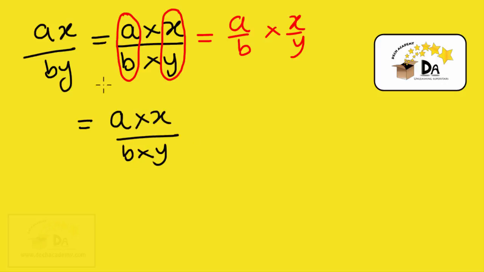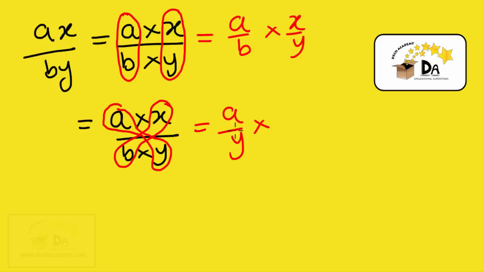Just even going back, still writing ax over by as a times x over b times y, we can also pick the fractions in different ways. I can pick a as my numerator term and y as a denominator term, form a fraction with it. I can also pick x as a numerator term and b as another denominator term and form a fraction with it. And I can get my first fraction, a over y, times x over b.